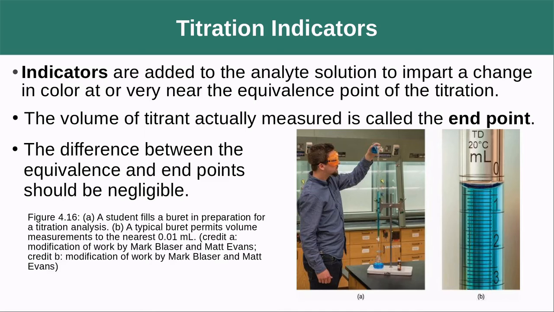How are we going to know when they've reacted completely with one another? We often use indicators. These are added to the analyte solution to impart a change in color at or very near the equivalence point of the titration. The volume of titrant actually measured is called the endpoint. The difference between the equivalence and endpoints should be negligible. And you do that by choosing the appropriate indicator. It's going to change near the actual equivalence point.